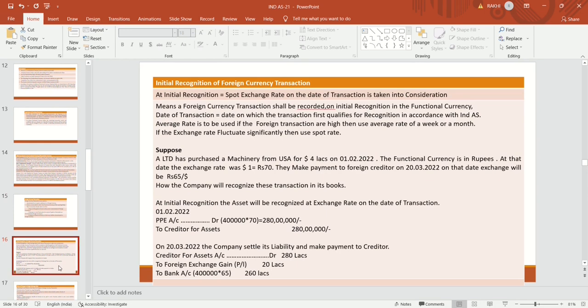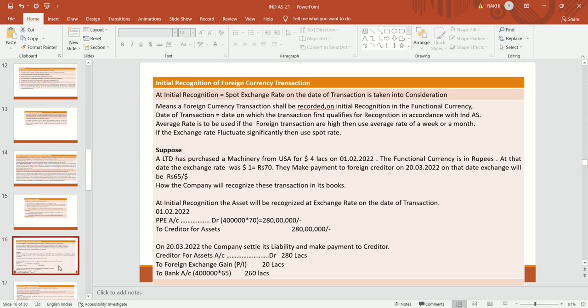Initial recognition of the foreign currency transaction. How will we recognize it? Look at the spot exchange rate on the date of transaction; that is to be taken into consideration at initial recognition. A foreign currency transaction shall be recorded on initial recognition in functional currency. The date of transaction is the date on which it first qualifies for recognition in accordance with Indian accounting standards.